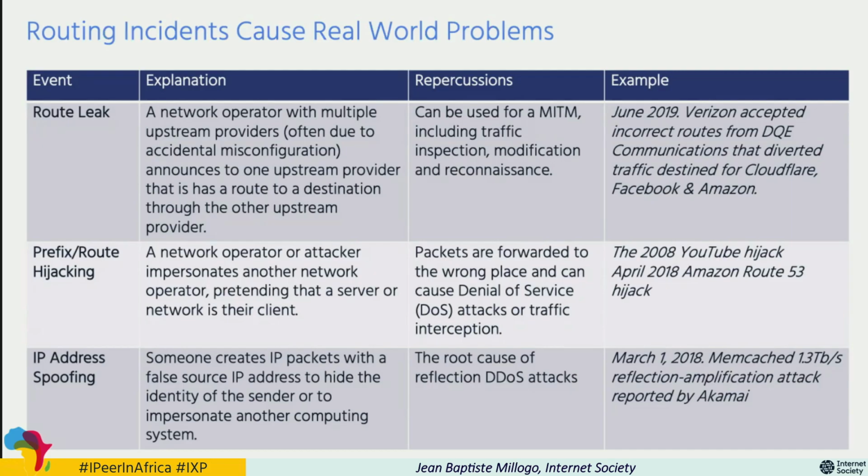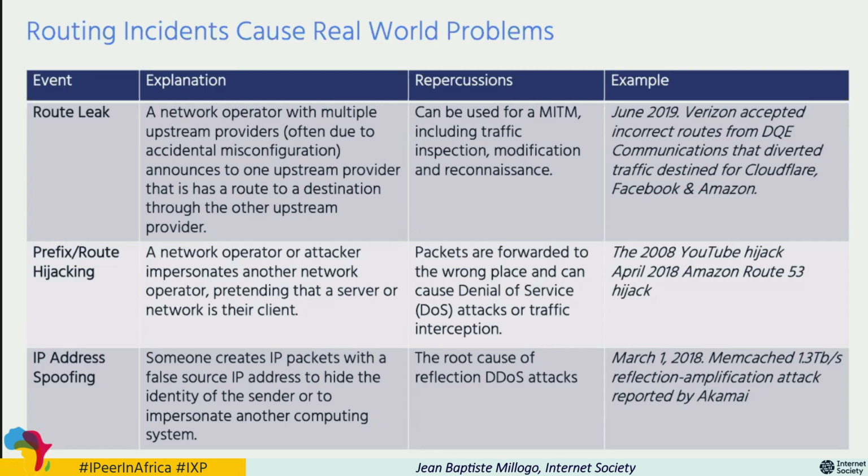In 2019, for instance, it affected Verizon in the United States. They ended up accepting routes that were not correct. And it had an impact, redirecting traffic for Cloudflare, Facebook, and Amazon. And when you know what heavyweights we're talking about, it's interesting and worrying to think that traffic could be going the wrong way.